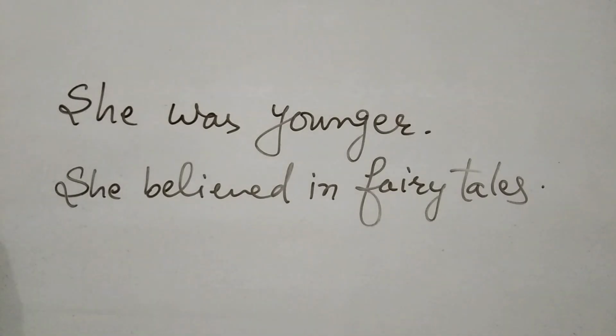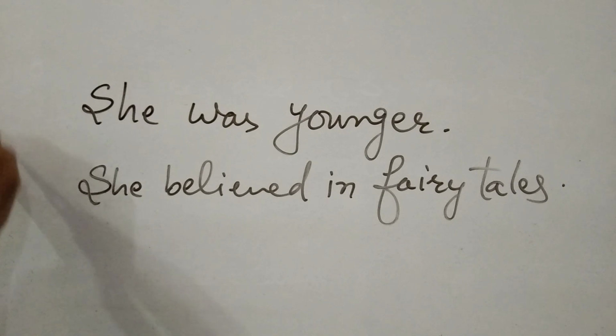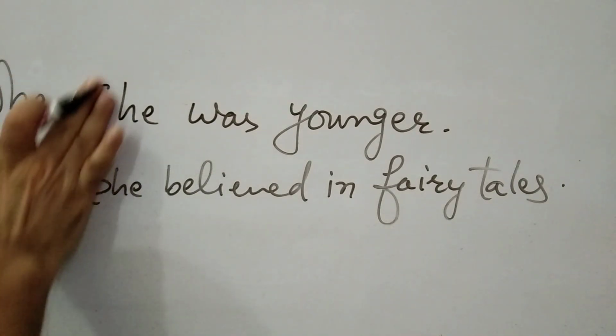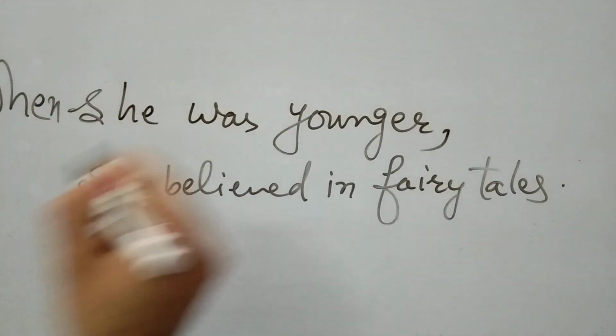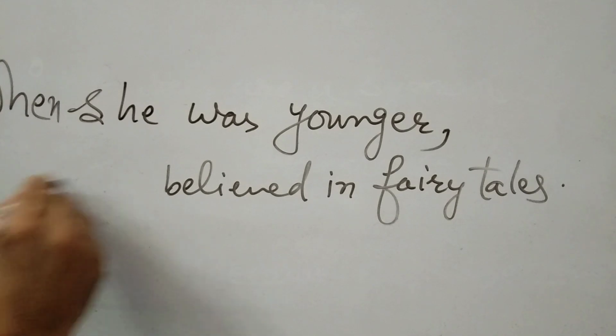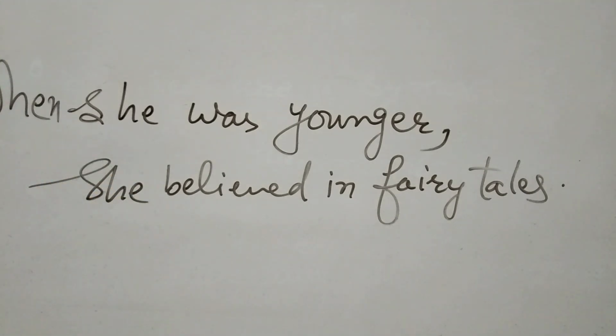She was younger, she believed in fairy tales. Both sentences now can be combined by using a linking word that is related to time, which shows the time, and it can be best linked with the word when. When she was younger, comma, she believed in fairy tales. So both sentences are combined with when.